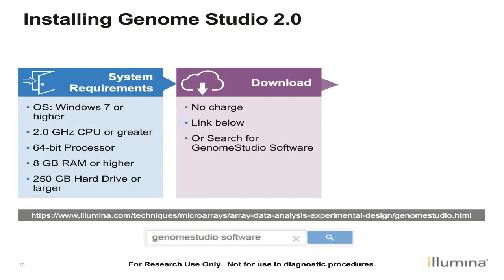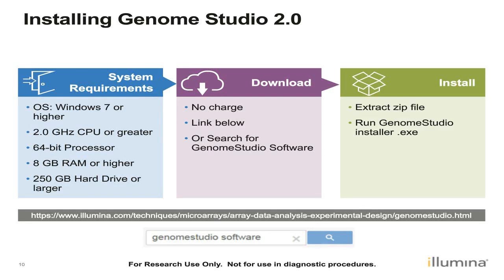So now that you're ready and you know that you want to analyze your data using GenomeStudio 2.0, here are the minimum system requirements that you want to make sure your computer meets. You want to make sure your computer is running a Windows 7 or higher operating system, and that it has a 64-bit processor, a minimum of 8 gigabytes of RAM, and 250 gigabytes of hard drive storage space.